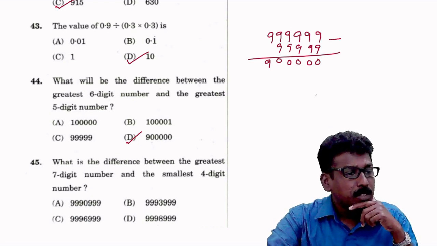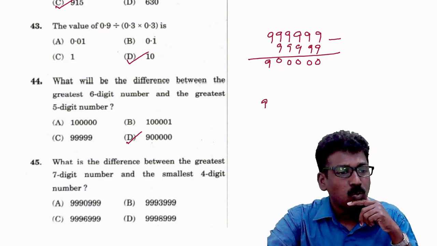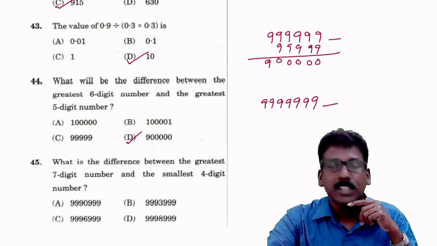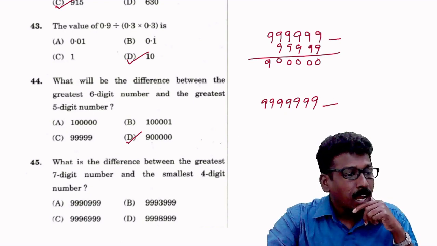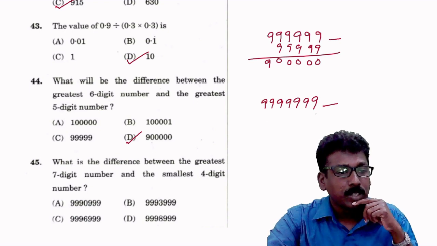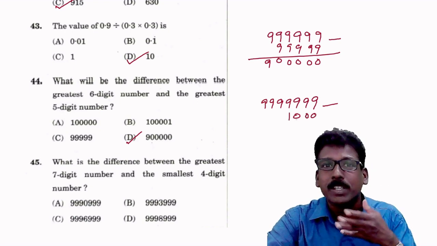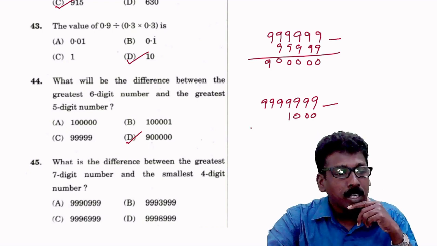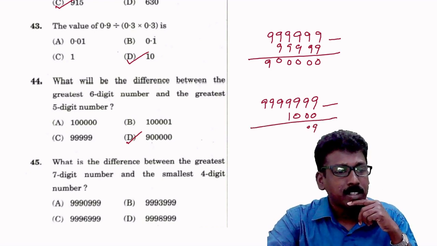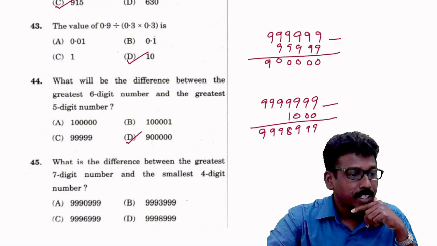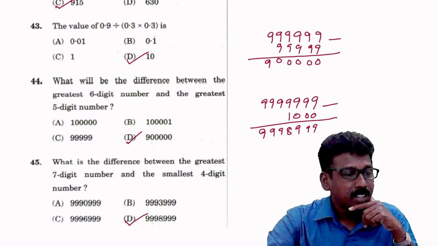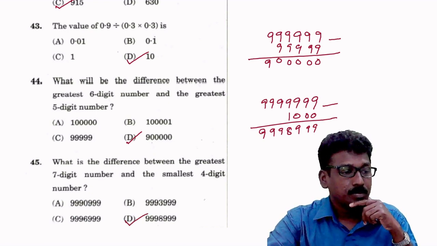Now question number 45, the same way. The difference between the greatest 7-digit number, so 9 seven times. Difference means minus the smallest 4-digit number. Yes, 1 followed by 0s is the smallest number, 1000. Then subtract: 9999999 minus 1000 gives 9998999. So D is the correct answer.